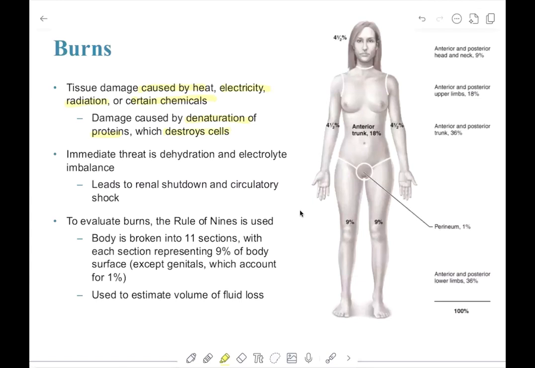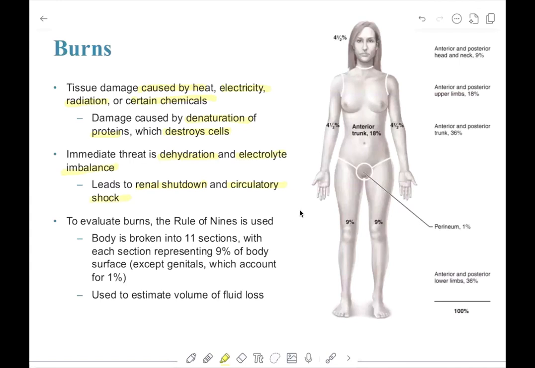So the first immediate threat, the worst thing that clinicians are worried about, is the immediate threat of dehydration, loss of fluid, and with that fluid, of course, is electrolytes as well. This can be so very devastating because it could lead to things like renal shutdown, circulatory shock, could lead to sepsis, all kinds of bad things.